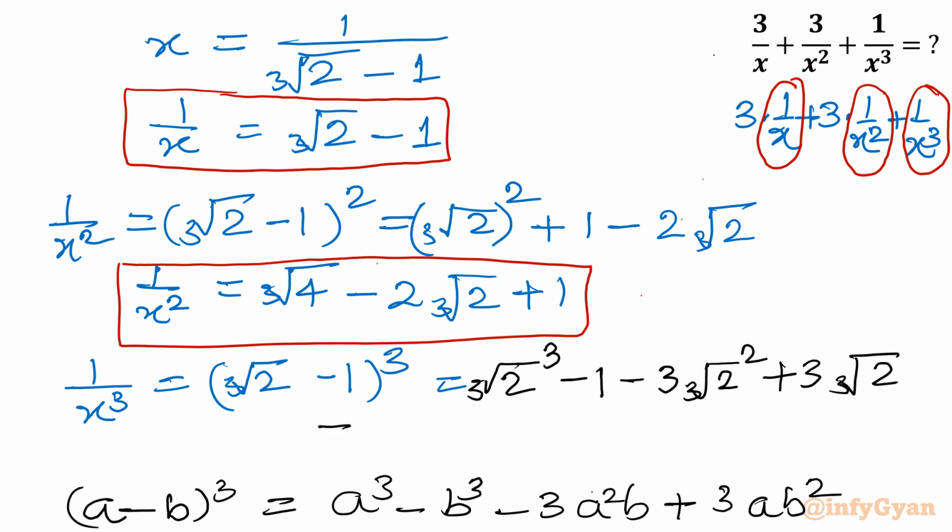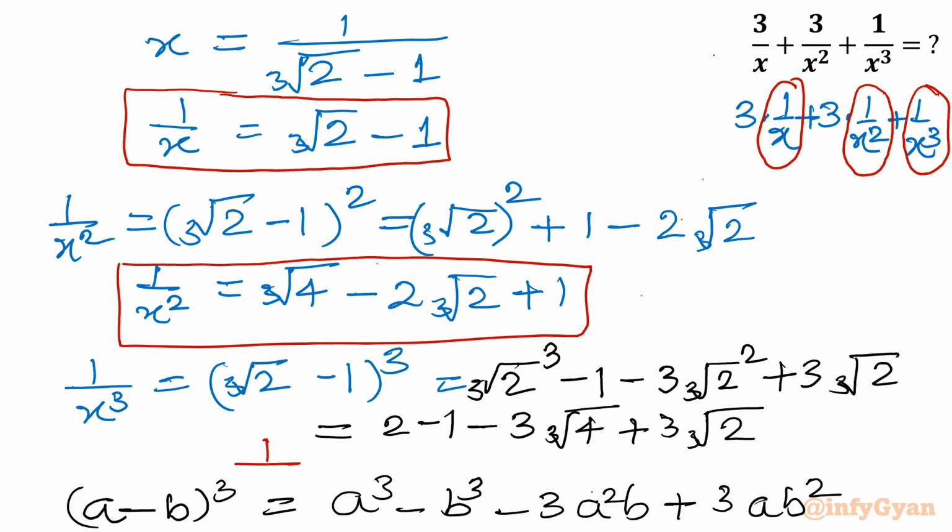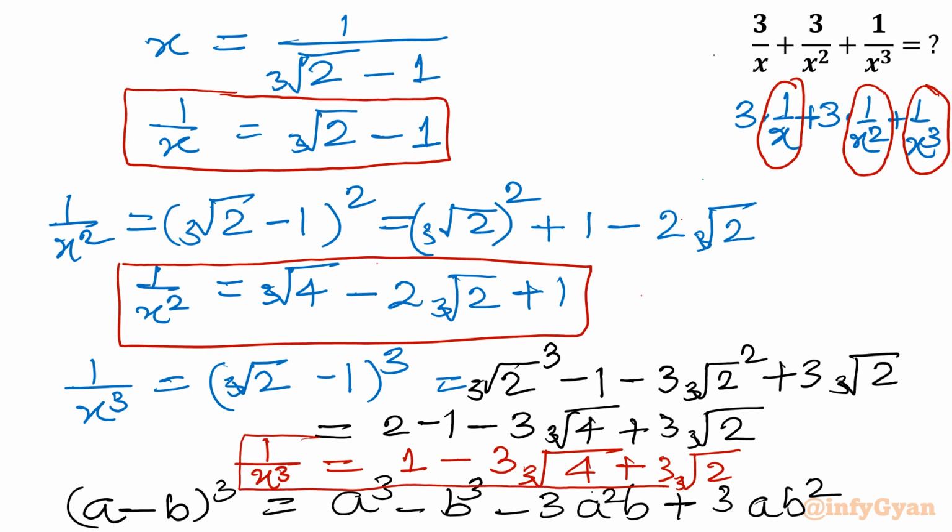So ultimately I am getting 1 over x cube as 2 minus 1 minus 3 cube root of 4 plus 3 cube root of 2. So if I will write finally, because 2 minus 1 is 1, so I can write 1 over x cube will be 1 minus 3 cube root of 4 plus 3 cube root of 2. So this is our 1 over x cube value.